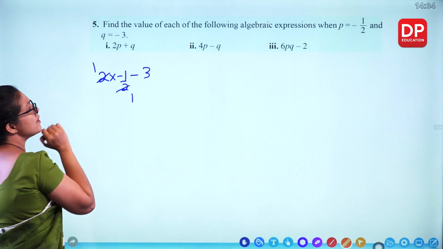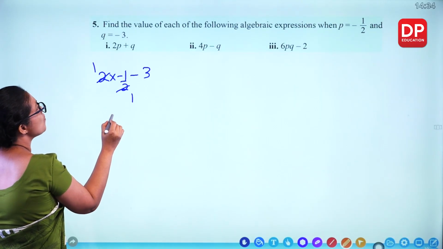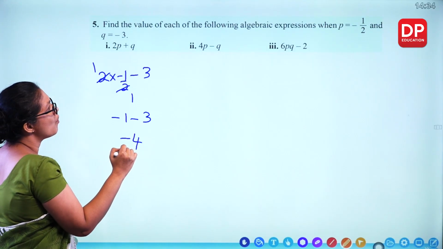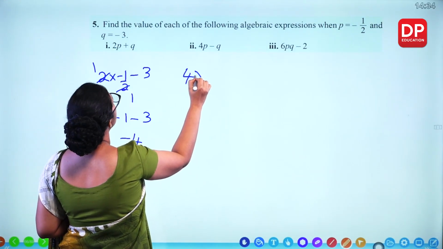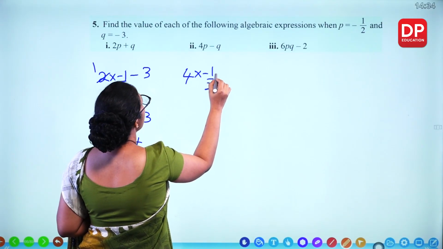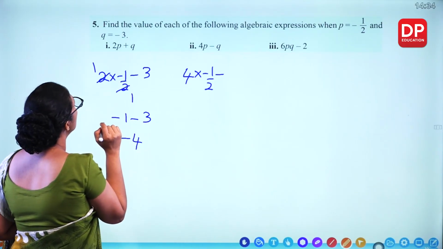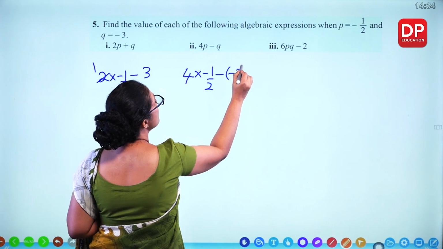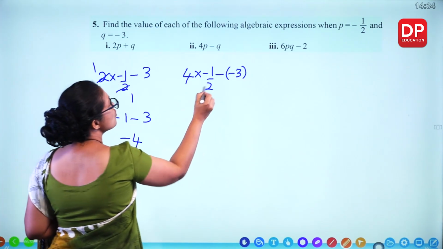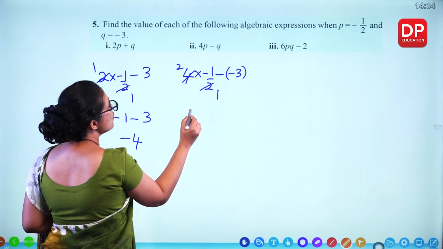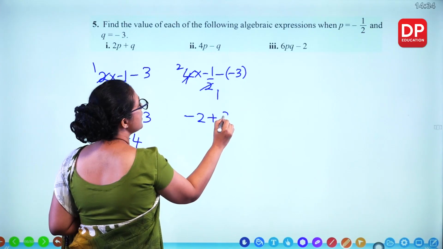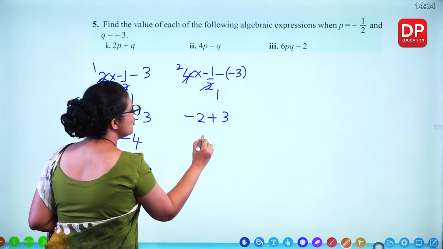2 and here 1 minus 1 minus 3. You get minus 4. 4 times p, p equals minus half, minus q. q is minus 3. So minus is already there. Q also minus 3. So 2 times 1, 2 times 2. So you get minus 2 plus 3. 3 minus 2, you get 1.